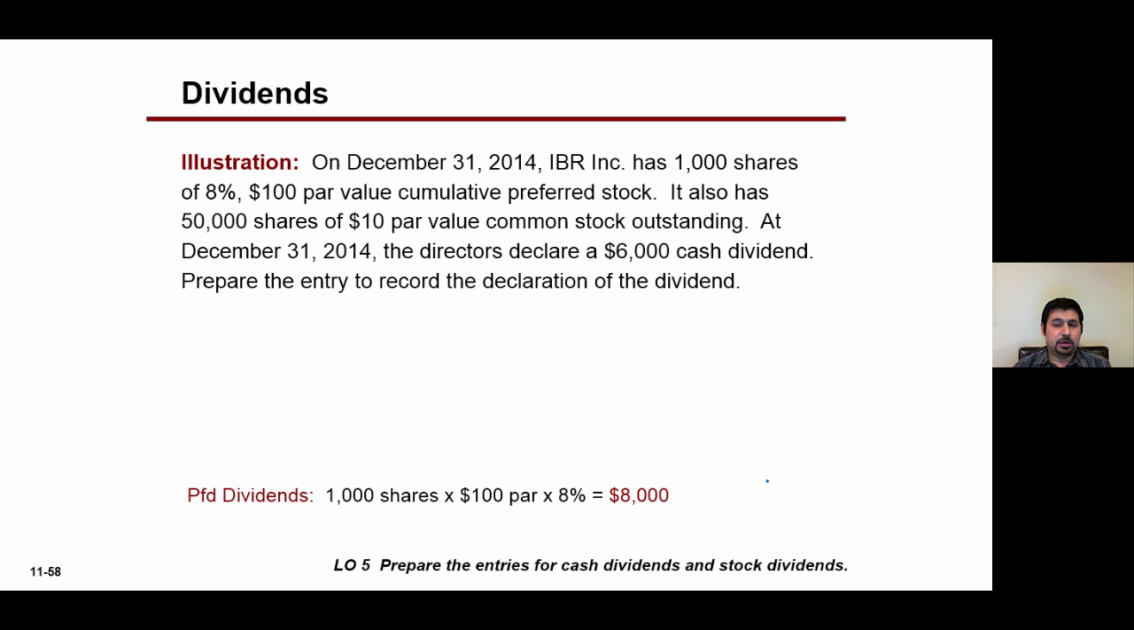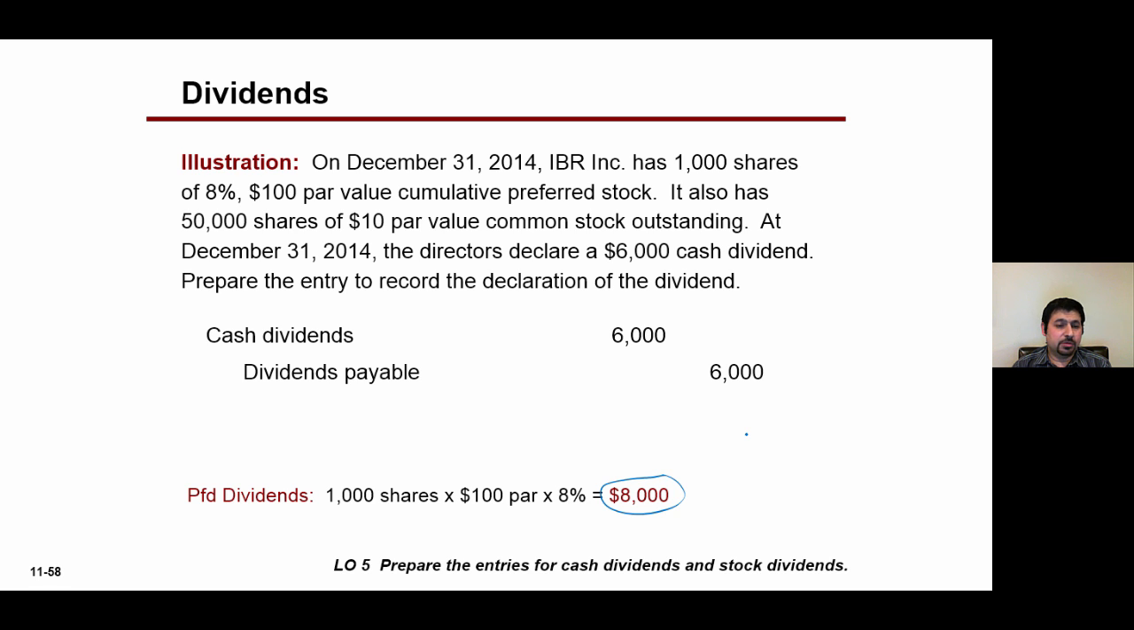Whenever we make the journal entry for the declaration of dividends, the company will simply debit cash dividends 6,000. This is the dividend that was declared, and they will credit dividends payable 6,000 because they haven't paid it yet, so it becomes an obligation. Now, the amount of dividend that the preferred stockholders will have the right to every year is 8,000. Every year they will have the right to 1,000 shares multiplied by $100 multiplied by 8%.